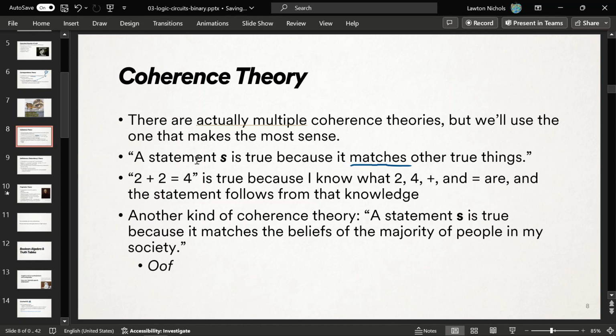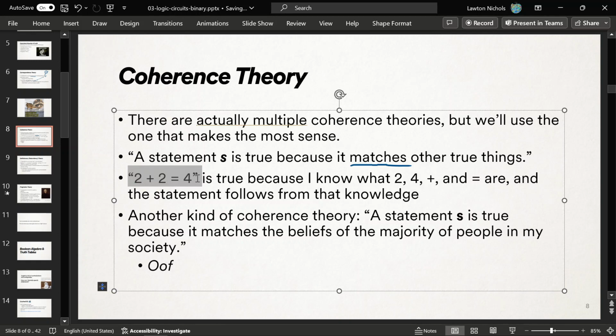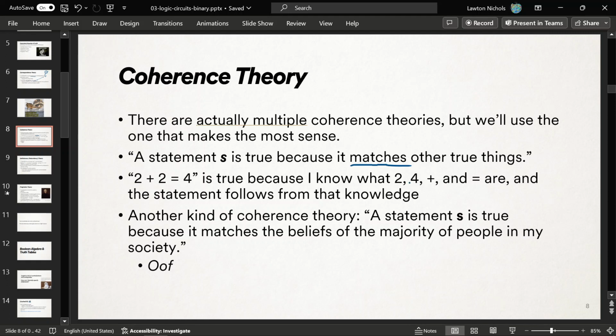Here's kind of how a coherence theorist would view the world. They're like, oh yeah, 2 plus 2 is 4. That is a true statement, a true proposition, because I can break it down. I know what 2 means. I know what 4 means. I know what plus means. I know what the equal sign means. And I can jumble them together, and it all makes sense to me. It matches what I understand about the world. That's the coherence theorist. It matches other true things, and then you can build up new truths from those.